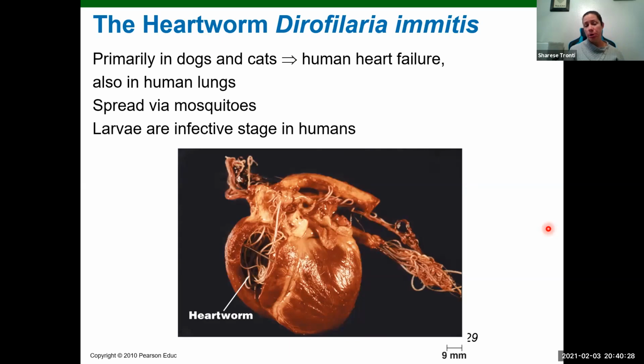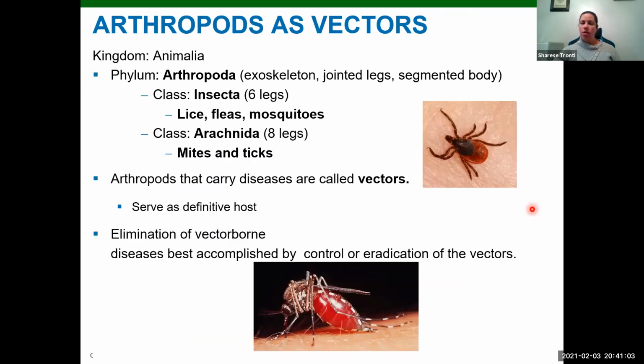Last example is the heartworms. Heartworms can be in humans, but they're mostly found in dogs and cats. It's a little bit different here because it's actually spread through mosquitoes. We do see that the heartworms can also cause infection in the human lungs. This is a heart that's full of heartworms. What a disaster, right? It can be very detrimental. And in this case, it's actually the larvae that are the infective stage. All right, so that's helminths.